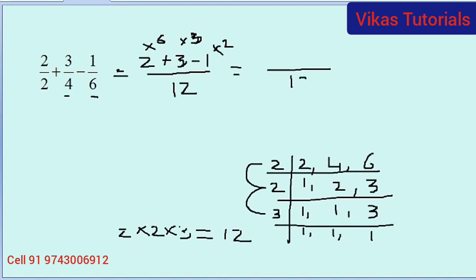Write the denominator as it is, 12. 6 into 2, sorry. 6 into 2 is 12, plus 3 into 3 is 9, minus this 2 into 1 is 2. So this equals to, write 12 here, denominator. 12 plus 9, 21. 21 minus 2 is 19. So the answer will be 19 upon 12.